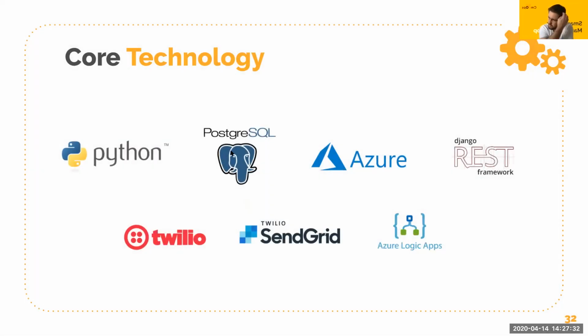These are the core technologies we applied in this project. We developed our API using Python, and our database is PostgreSQL. Our API is hosted on Azure, and we use the Django framework as a REST framework. And Twilio to send SMS, and SendGrid to send emails, and Azure Logic Apps is also a part of our API solution. So next, please.